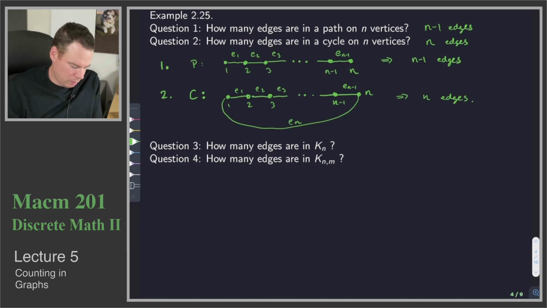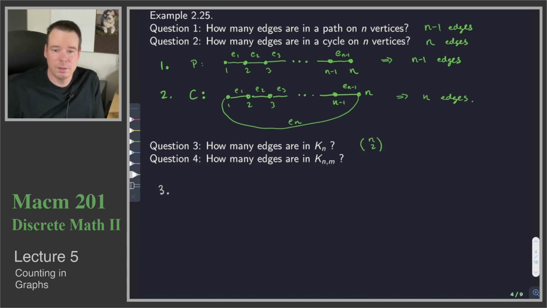Well, the next question. How many edges are in Kn? So that's the complete graph on n vertices. How many edges are there? So there are n choose 2 edges. So in these questions I'm going to write down the result, but I'll also justify it as well.